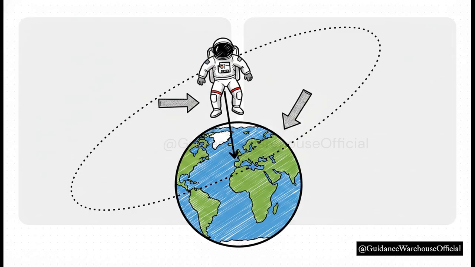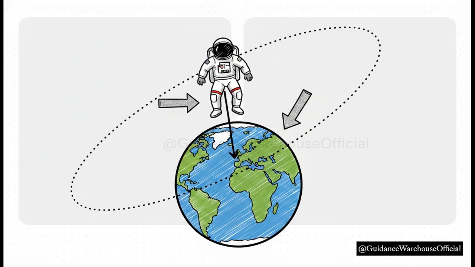Let's bust a very persistent myth right now. The myth is that there is zero gravity in space, and that simply being far from Earth makes astronauts float. The absolute fact is this: there is no such thing as zero gravity in Earth orbit. In fact, at the altitude of the space station, Earth's gravity is still about 90% as strong as it is right here on the surface.